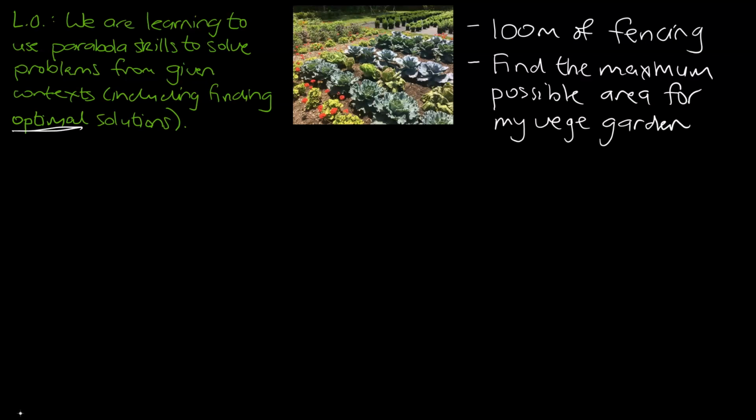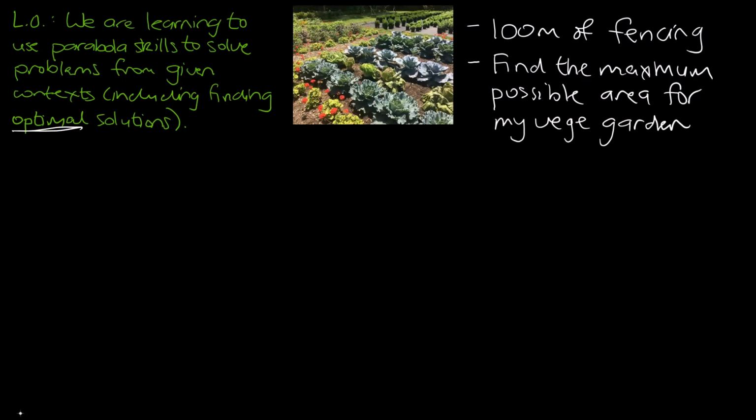And the context that I want to consider this in is something that happens in farming and agriculture quite a bit, but I've made up an example related to me. I am genuinely interested in starting a vegetable garden. Perhaps I've gone to Bunnings or Mitre 10 and have bought 100 meters of fencing. With that fence, I want a rectangular vegetable garden, and we're trying to find what's the maximum possible area that I can have for my veggie garden with that fencing.